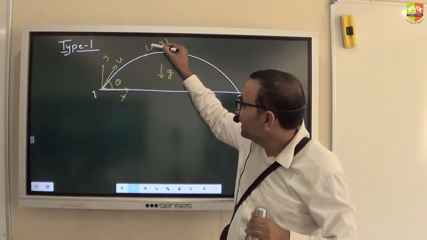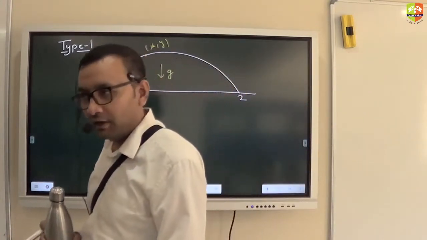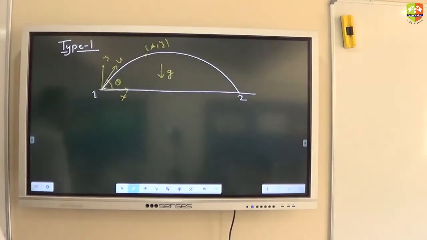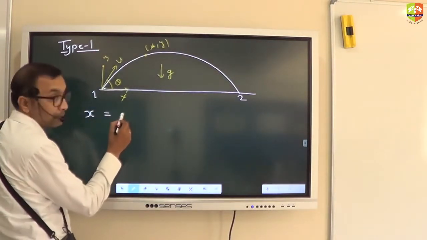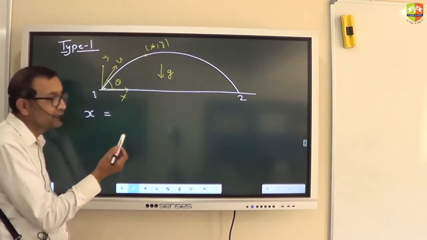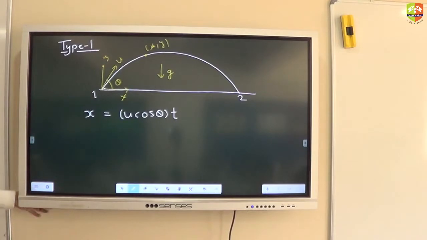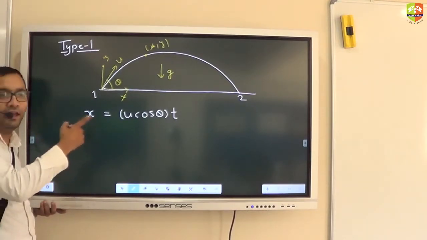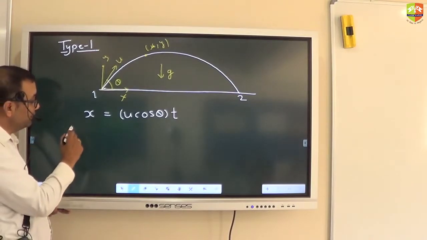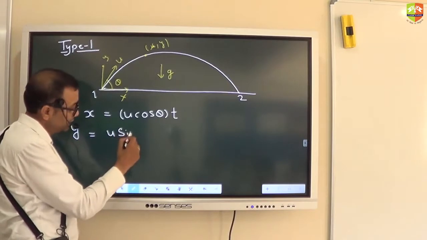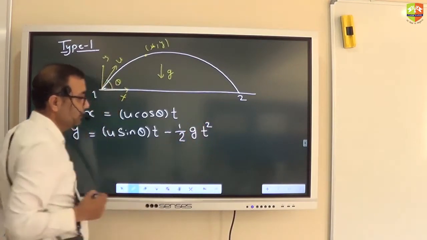So what is x? Can I say x is displacement in x direction? Right? And y is displacement in y direction, right? Please solve it now. What will x be equal to? After time t, the value of x will be the displacement in x direction, u cos theta into t. So this is x, right? What I have done, I have used s equal to ut plus half at square along the x axis. So displacement along x axis is the x coordinate, right? Along the y coordinate, what will be the equation? y is equal to u sin theta t minus half g t square. Okay?